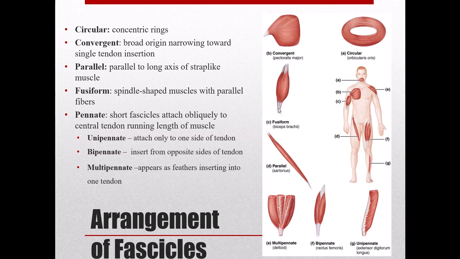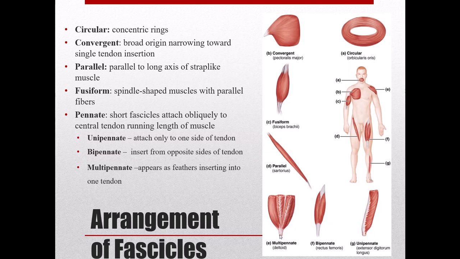Then we have pennate muscles. Pennate muscles have very, very short fascicles that attach at an angle to a central tendon that runs the length of the muscle. They can be either unipennate, meaning attached only to one side, bipennate, meaning attached on both sides of the single central tendon, or you can even have multipennate muscles, where you've got multiple attachments, almost like feathers, that insert into a single tendon.